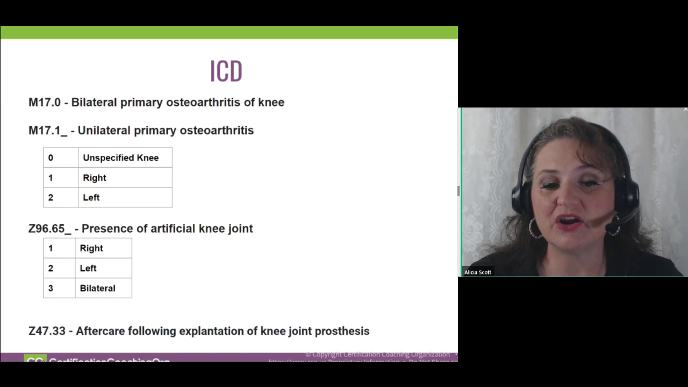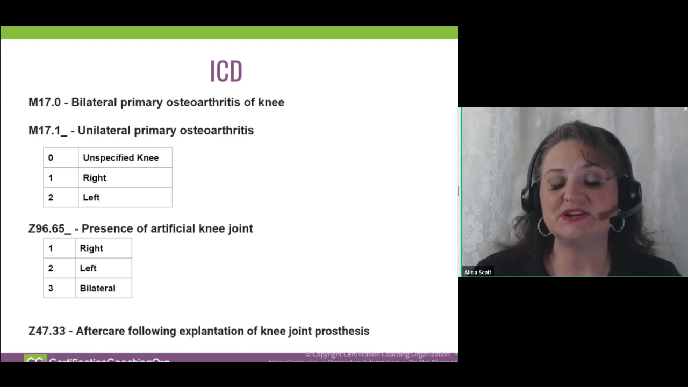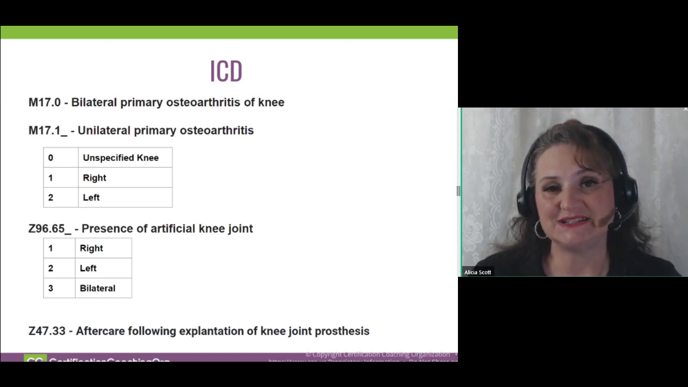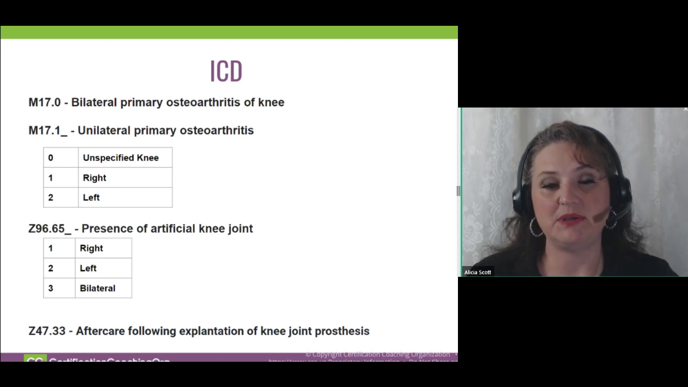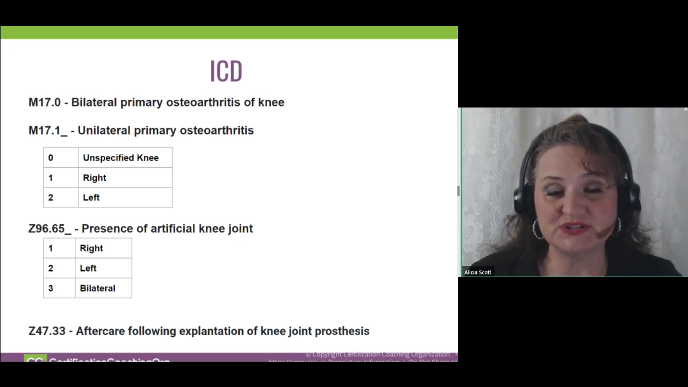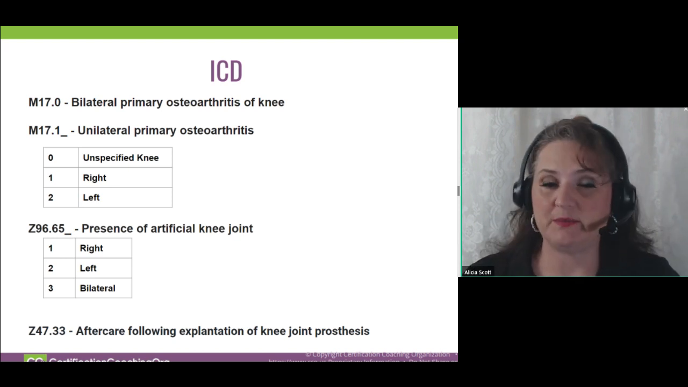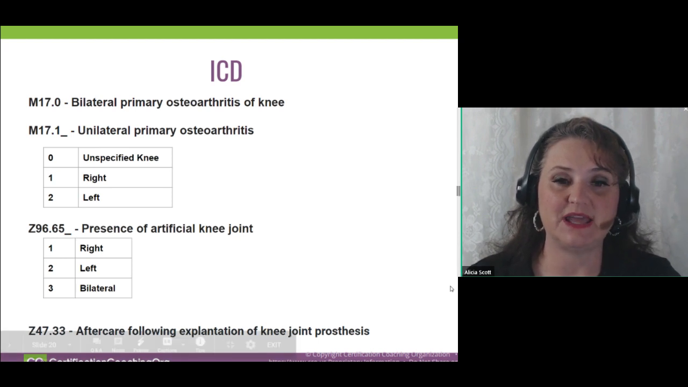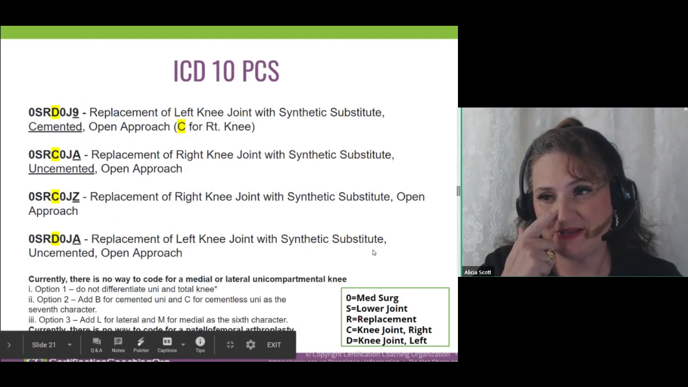Z47.33, aftercare following explanation of knee joint prosthesis. And again, that may be a code that you'll be using whenever the patient's having a TKA. What about our PCS codes?